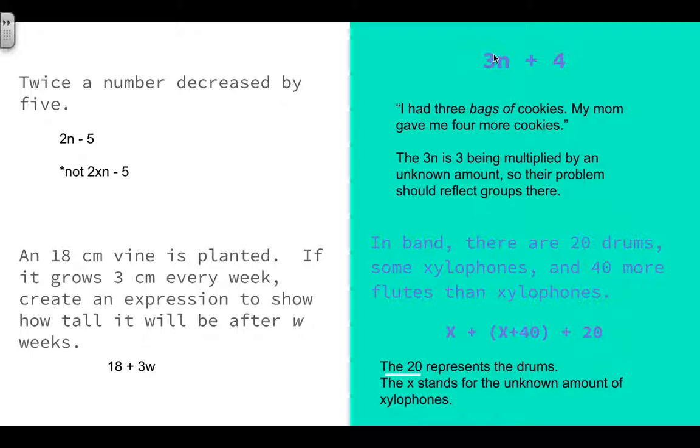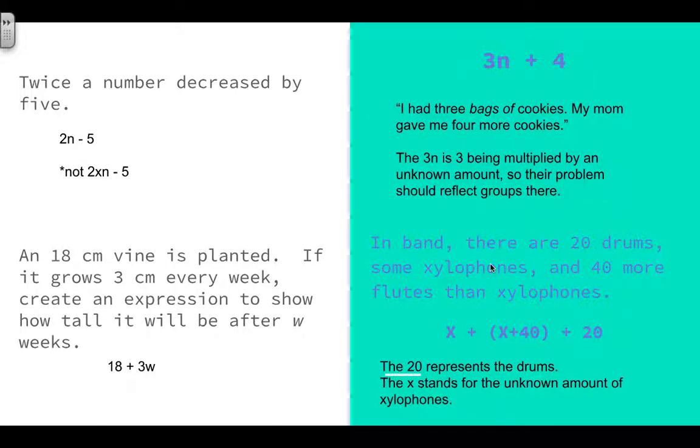So that's good. If they said I have 3 cookies and 4 more, that wouldn't be correct because that would just be 3 plus 4. 3n is 3 being multiplied by an unknown amount, so their problem should reflect groups. 3 bags, 3 boxes of, things like that.